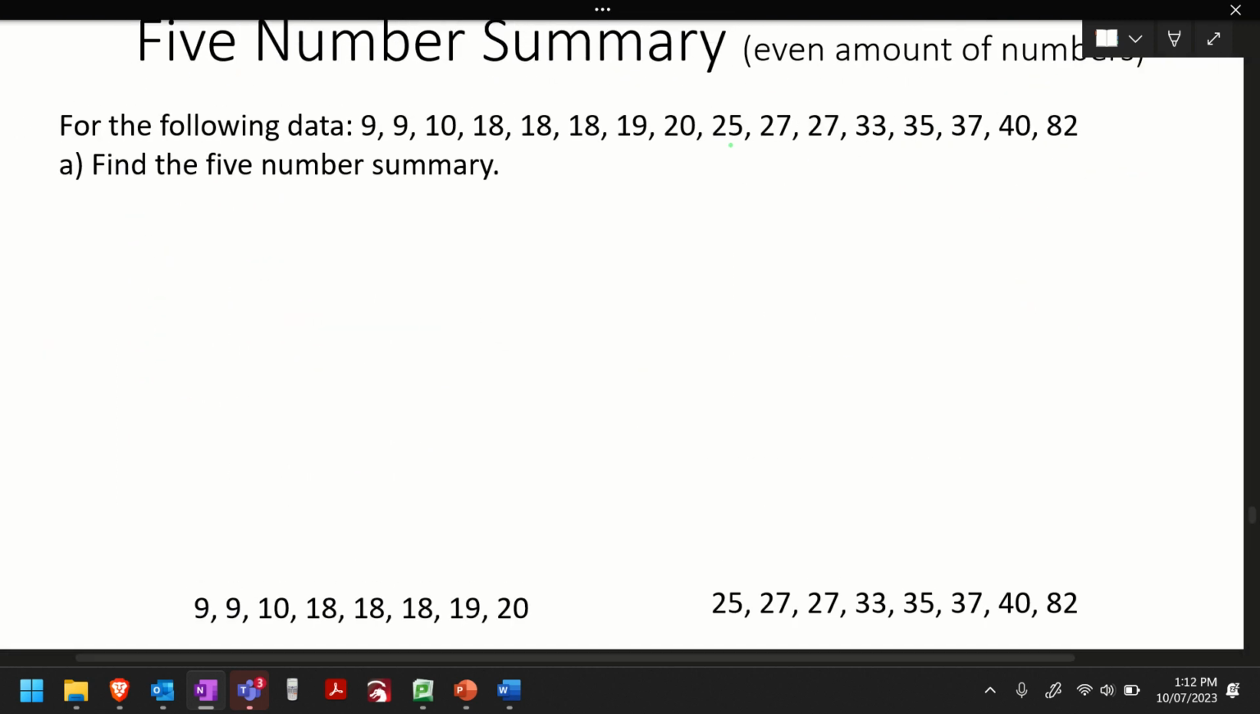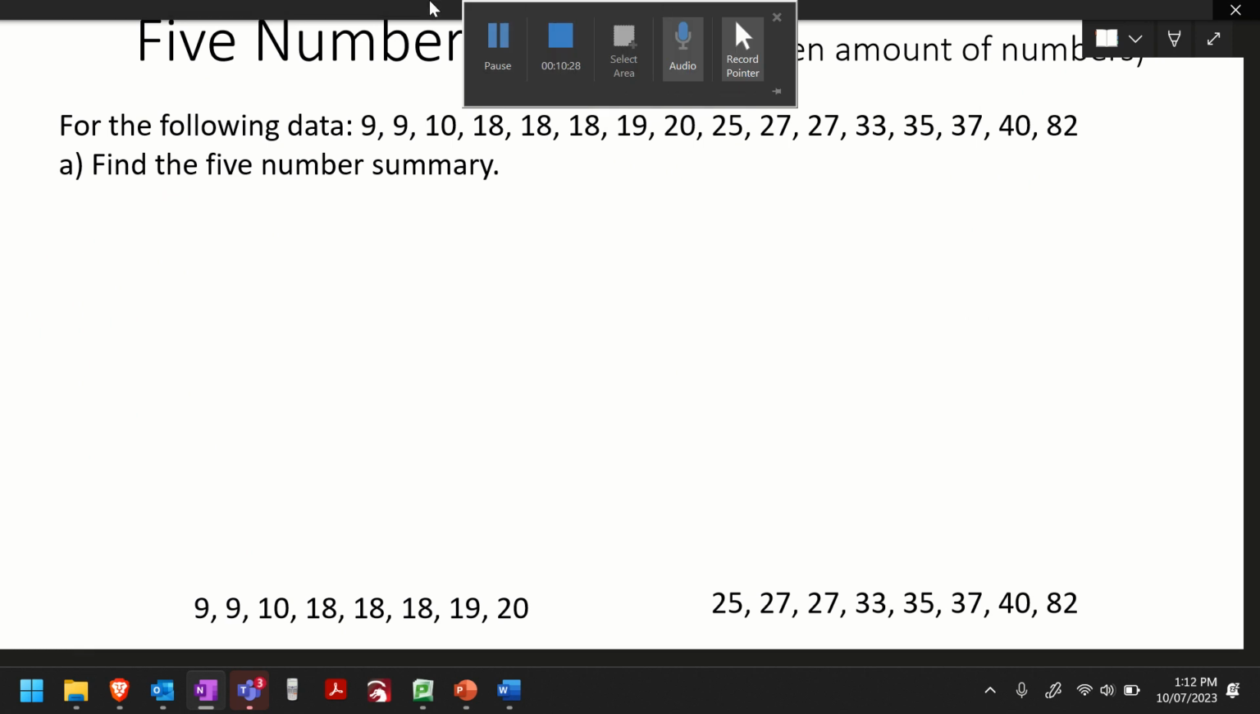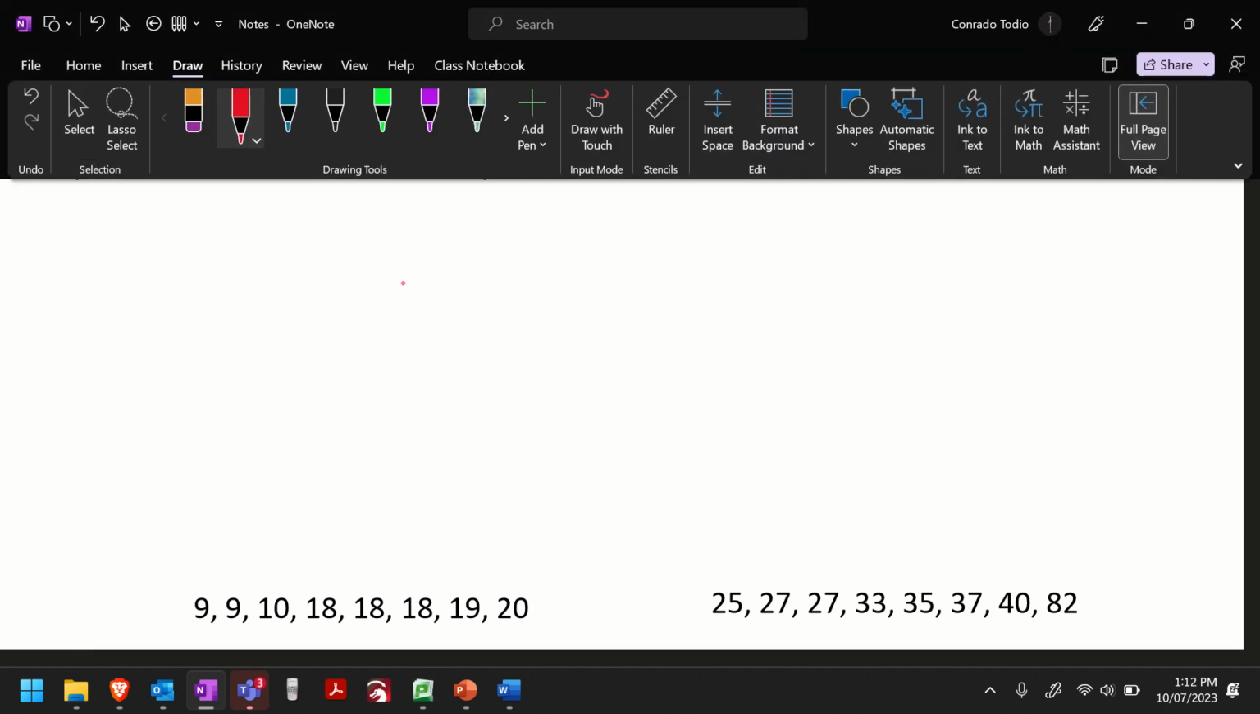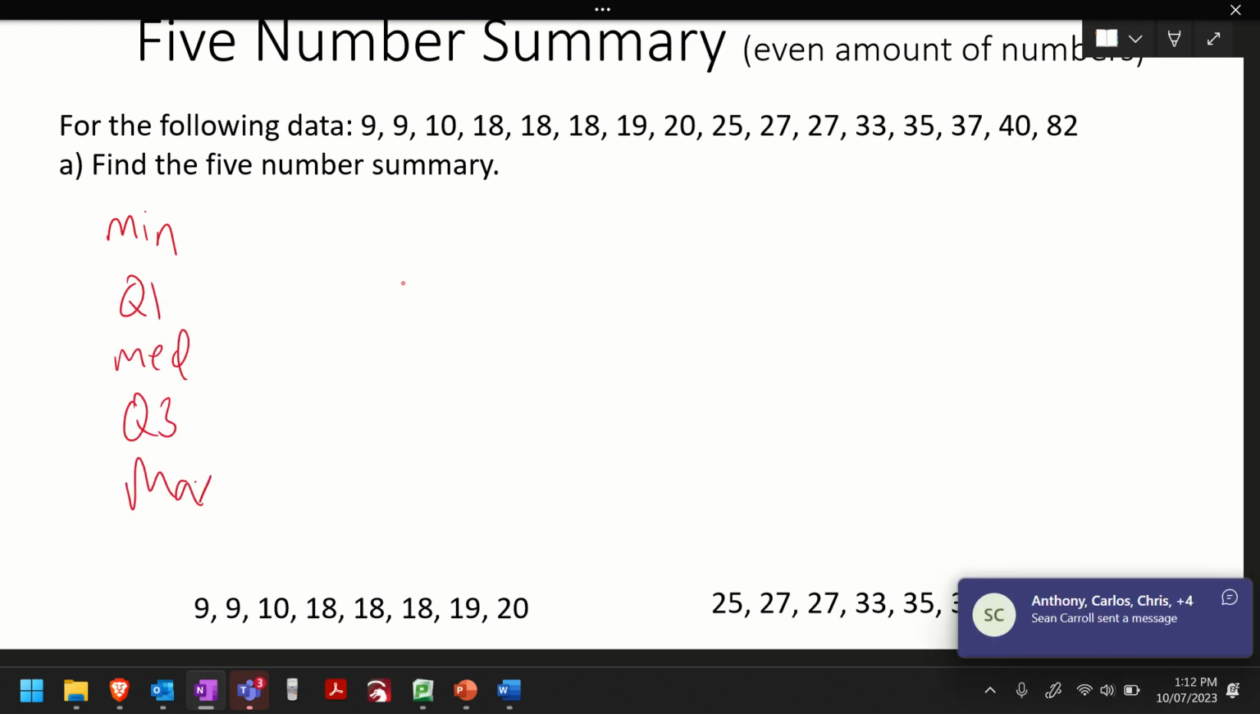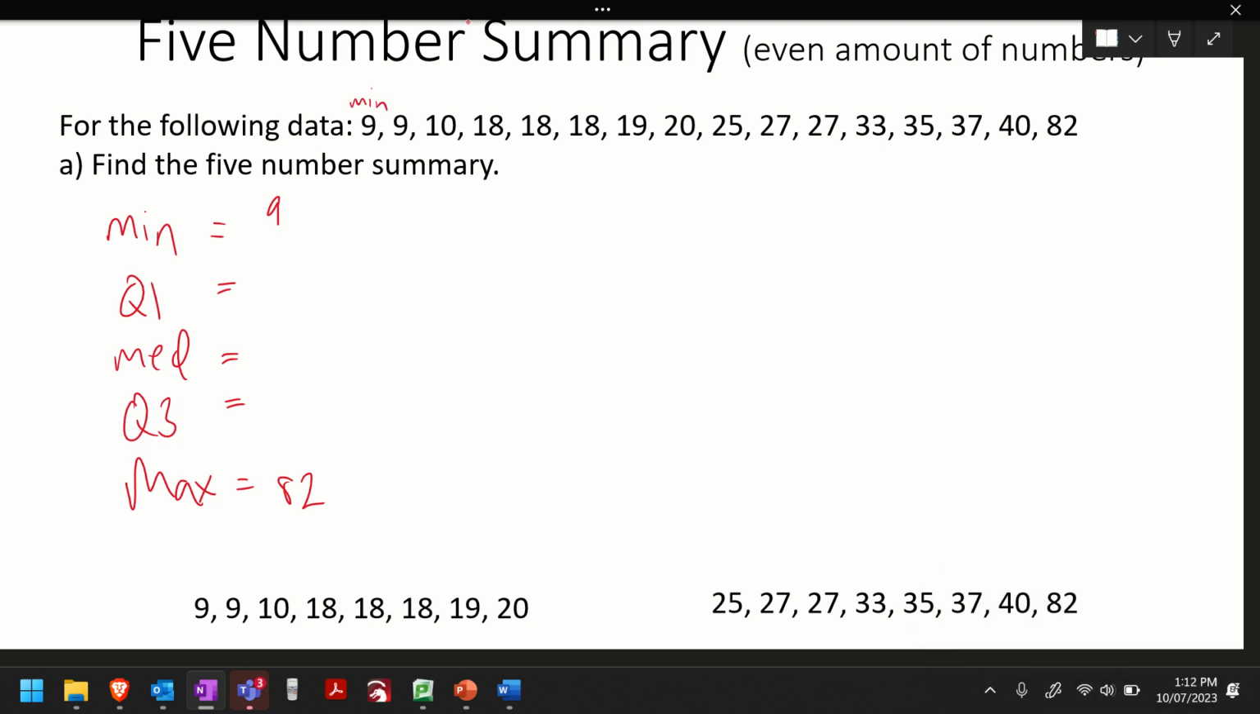So again, when you're doing your 5-number summary, always start off by writing down what you're looking for. So you've got the minimum, your Q1, your median, Q3, and then the maximum. Okay, that's the 5 numbers you are looking for. What are they? All right, minimum, maximum. What are they? Easiest ones. 9 and then 82. Easy. Okay, and if you want, you can put them here. So min, and there's your max.